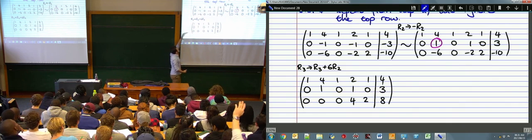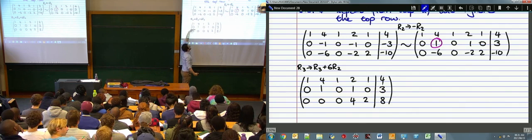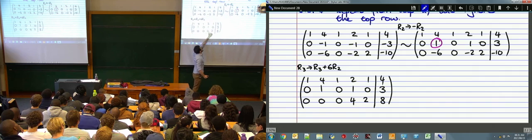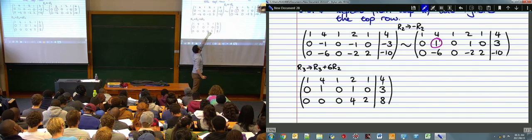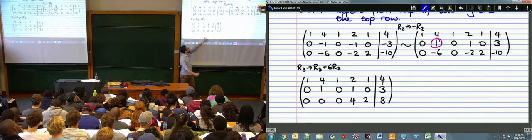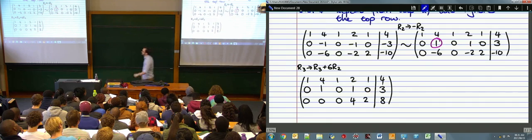And now we repeat again, except now we ignore the top 2 rows. So we look at this over here, and we've got to choose the leftmost non-zero element. That's going to be this 4 over here. It's already at the top, so that's good, but we should scale this by 4. Or not by 4, by 1/4.